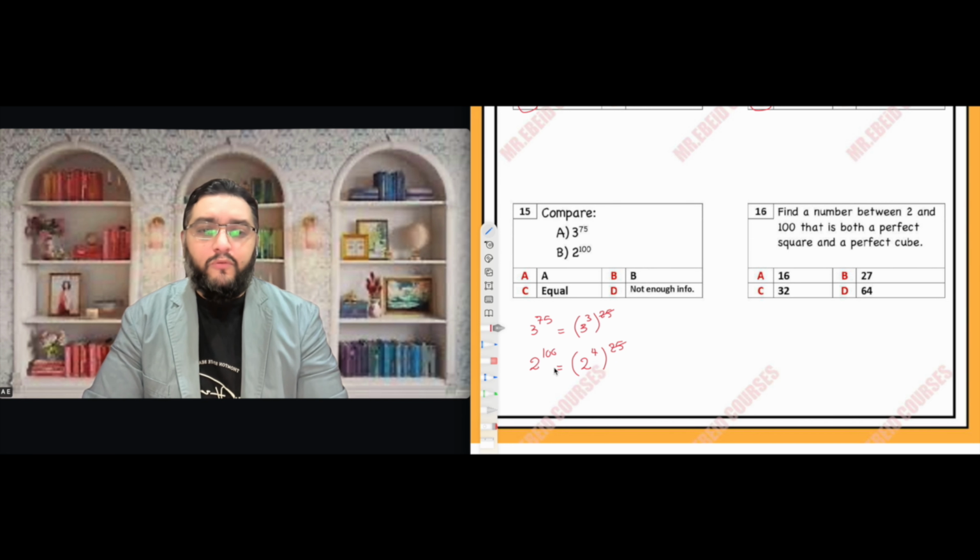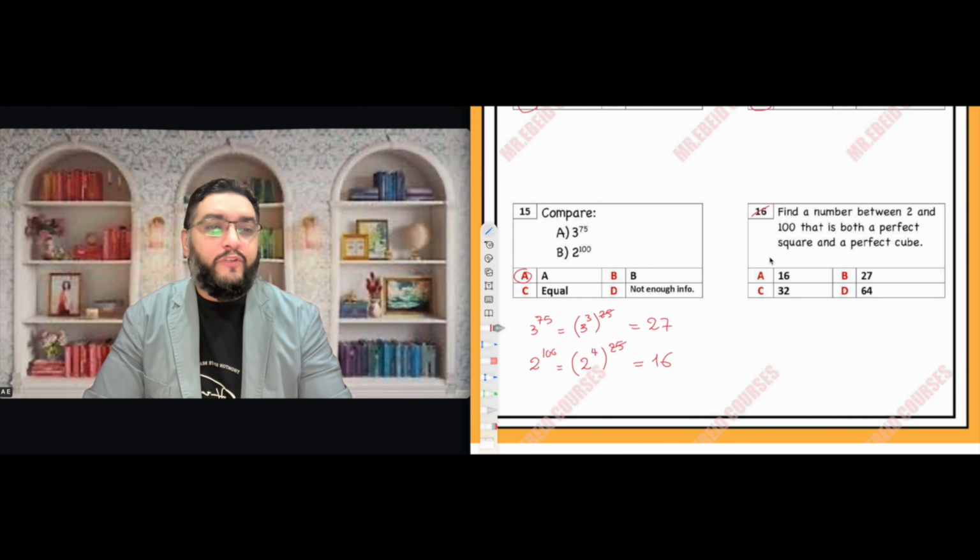You can compare both with each other, taking the 25th roots. So 3 power 3, which equals 27, and 2 power 4, which equals 16. So A is greater. Next question, question 16.